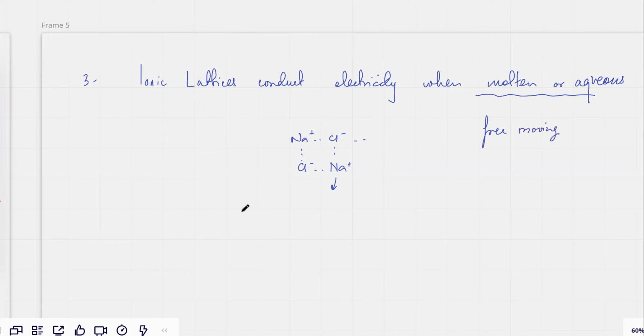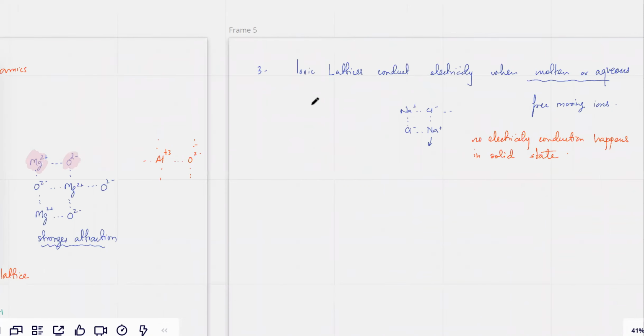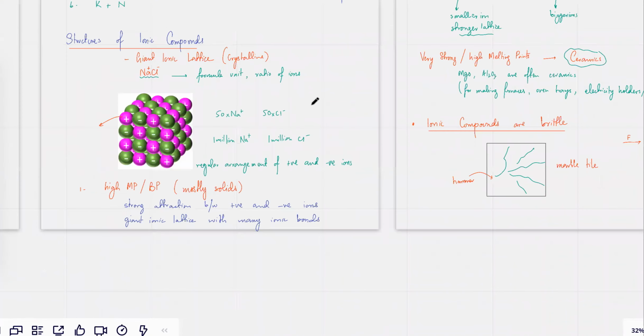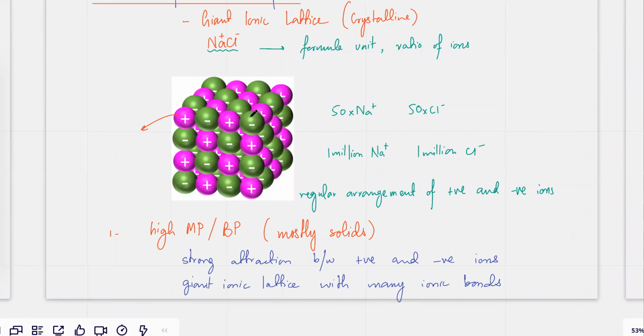Because electricity is the movement of charged particles. No electricity conduction happens in solid state. In solid state, the ions are stuck in place, so there would be no movement of charges, no movement of ions. So in solid state, the charges can't move, no electric conduction.